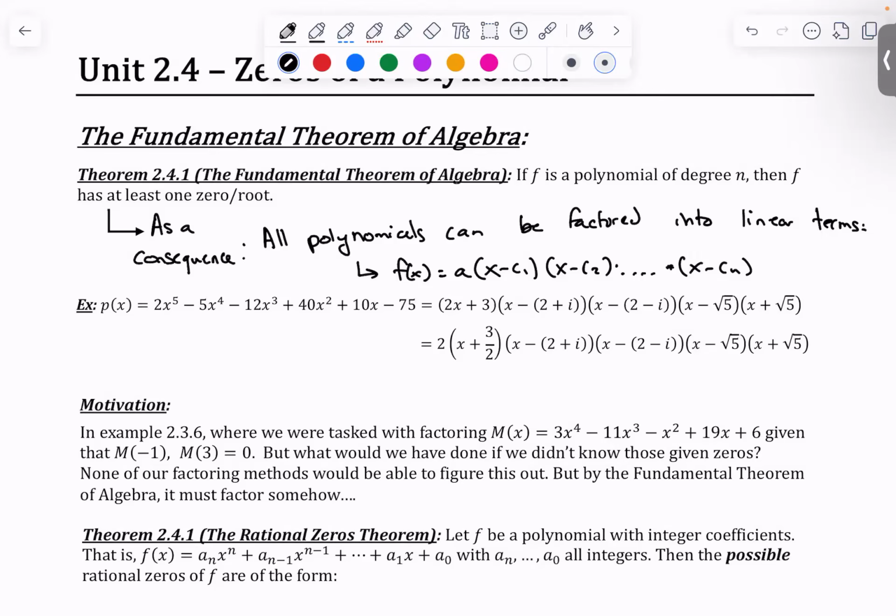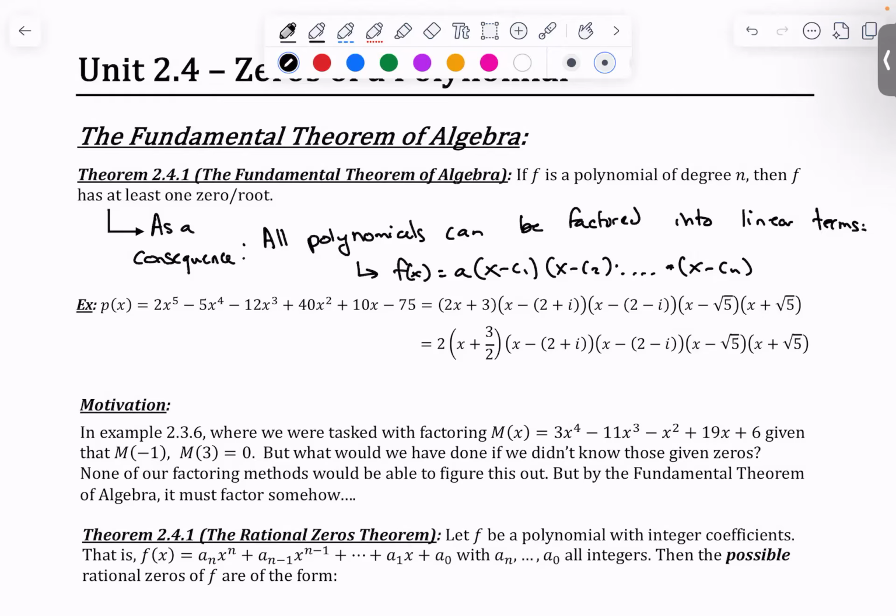So I've got an example here. 2x to the fifth minus 5x to the fourth minus 12. It all factors down into this, which has some complex zeros, yes. That's just going to show you how the theorem actually works. You have to extend yourself. In order to break it down into purely linear factors, you have to go into the complex plane.